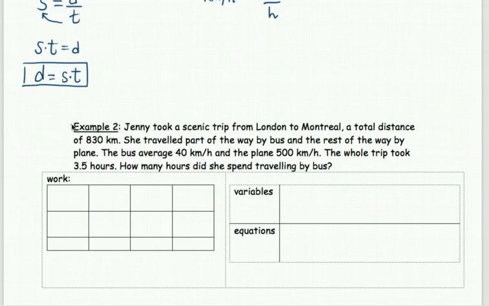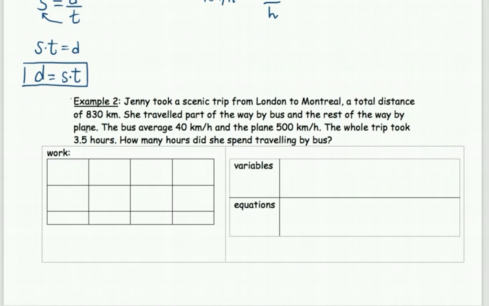Okay, so we have someone traveling to Montreal. Taking a scenic trip from London, Ontario to Montreal, Quebec. Okay, so the total distance for this scenic trip, so they didn't go straight there, they kind of went around and stuff, 830 kilometers. So she traveled part of the way by bus, the rest of the way by plane.